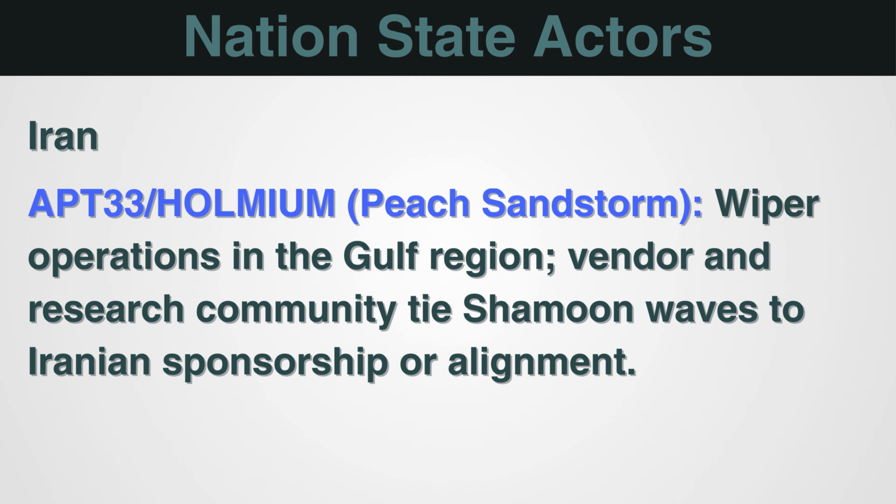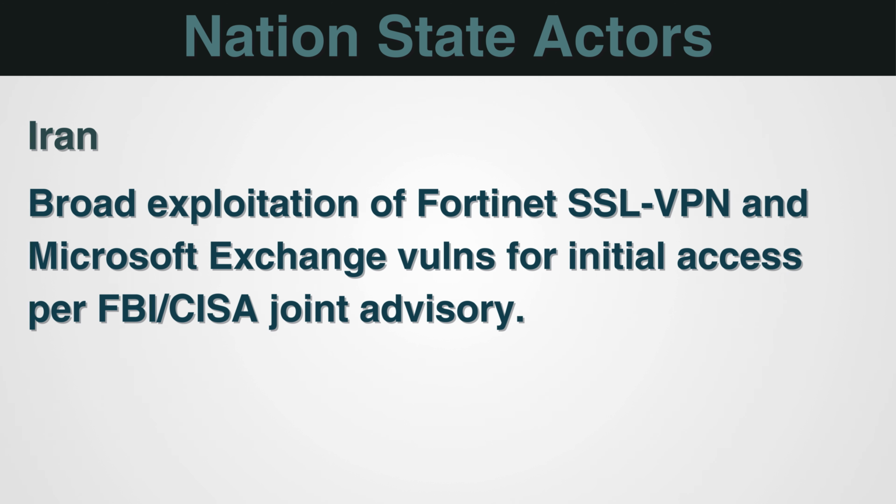When we talk about the Gulf region, we're talking about the Persian Arabian Gulf area, particularly oil and gas producers like Saudi Arabia, Qatar, Kuwait, and the UAE. This region has been a prime target for Iranian-linked wiper malware, especially aimed at the energy sector. The vendor and research community tie Shamoon waves to Iranian sponsorship or alignment. And then you have broad exploitation of Fortinet SSL VPN and Microsoft Exchange vulnerabilities for initial access, as declared per the FBI and CISA joint advisory.